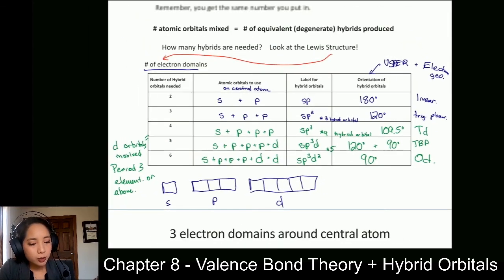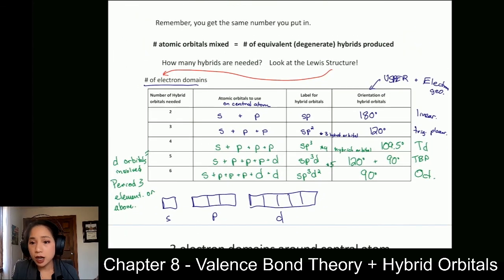So that summarizes valence bond theory and hybridization for the different shapes. So in the next video, I'll go into detail of valence bond theory for the rest of the electron domains, because we only went over hybrid orbitals for an electron domain of 2. So I'll go through the rest of these in the next video.